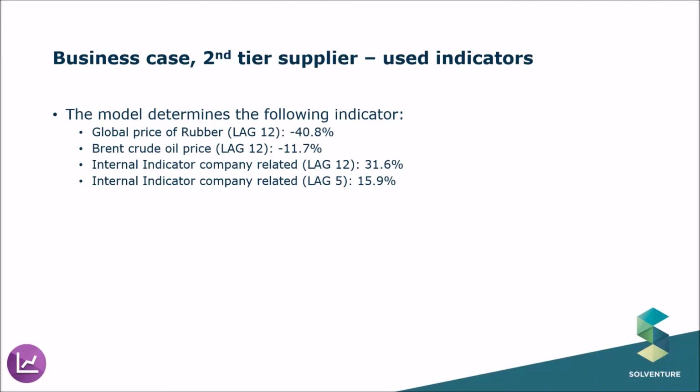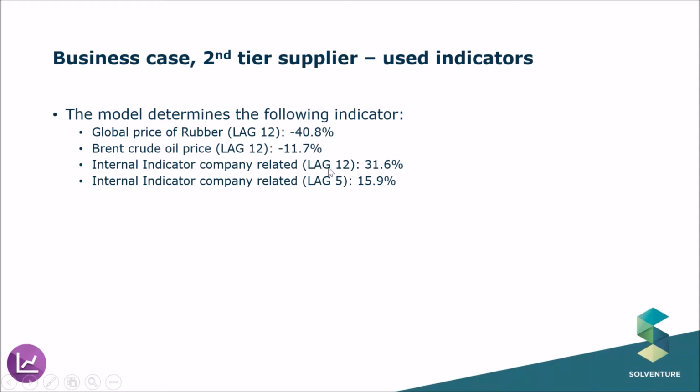A second link here was with the crude oil price. It's again a negative relationship, which means if the oil price is going up, we will sell less. If the oil price is going down, we will sell more. And it's again with the lag of 12. And you also see the relative importance. So rubber price seems to be more important compared to the oil price. That's kind of a second indicator.